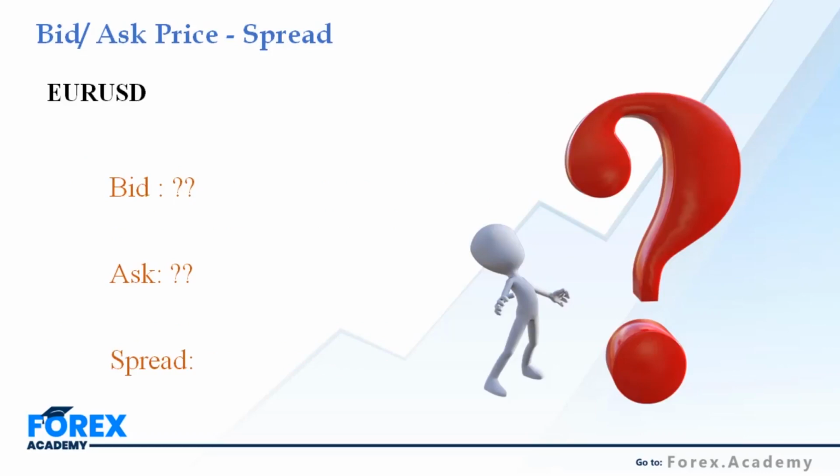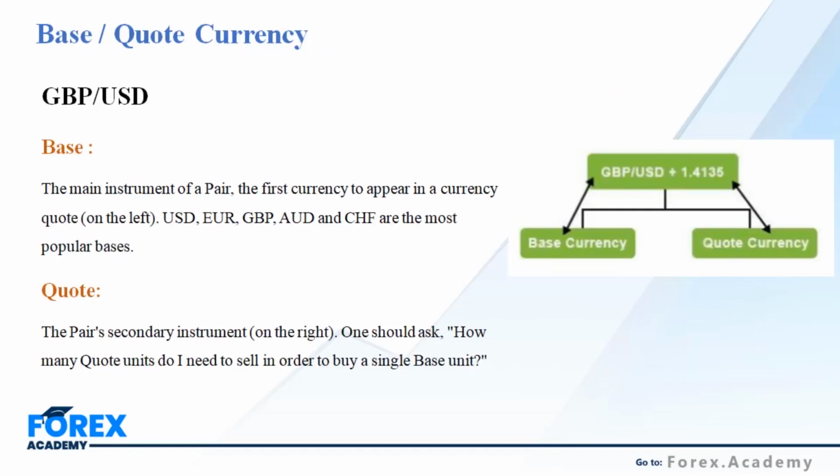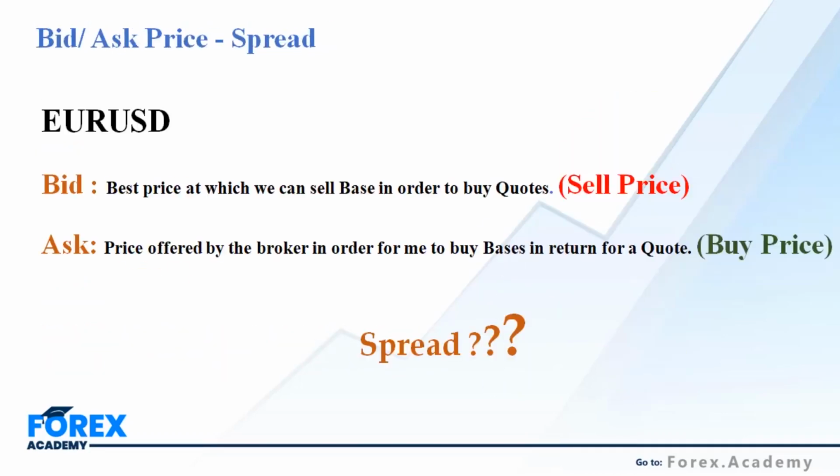Now the concept here is bid and ask price. It is very important to understand the difference between bid and ask price, and then we will speak about the spread also. The bid price is the best price at which you can sell the base in order to buy the code currency. In simple words, bid price is a sell price and the ask price is a buy price. Ask price is the price offered by the broker for me to buy the base currency in return for a code.